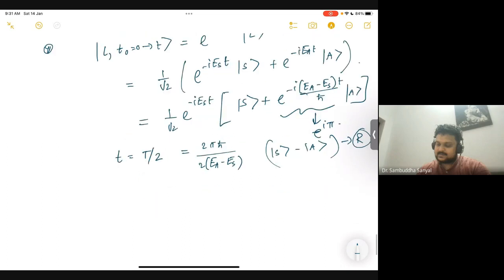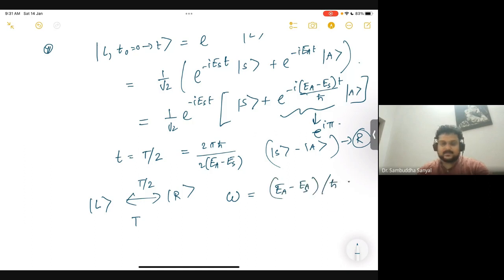So this is the kind of two-level system we have studied before. So L and R, it goes in T by 2 period to R, and then it comes back at T period to L. Okay. So this will be an oscillatory solution, and the oscillation frequency will be (EA minus ES) by h bar. Okay. Everybody got this point?